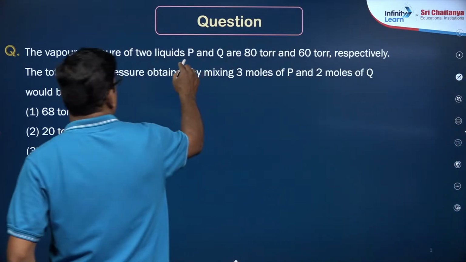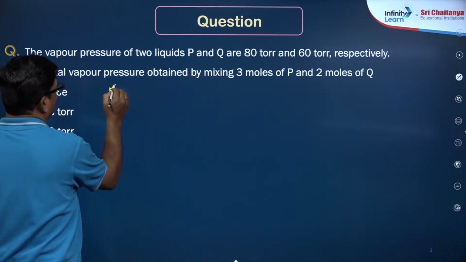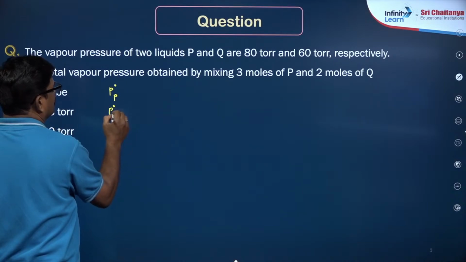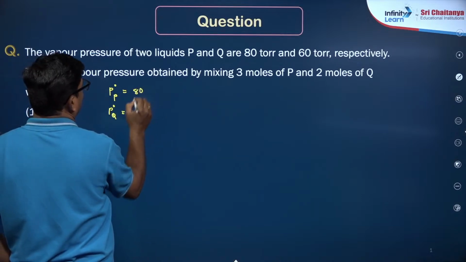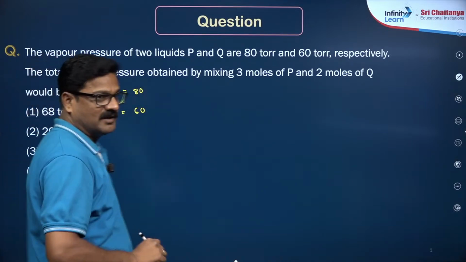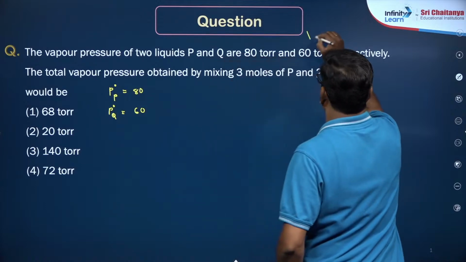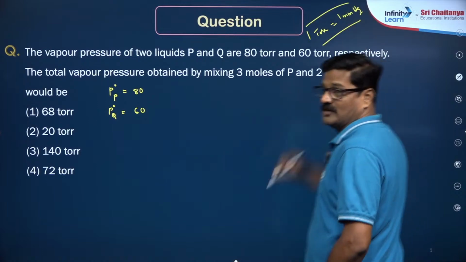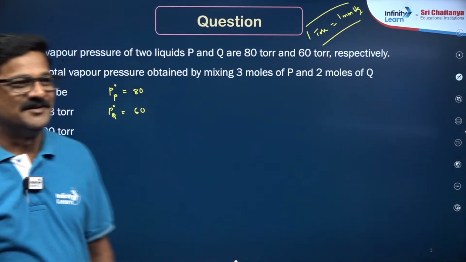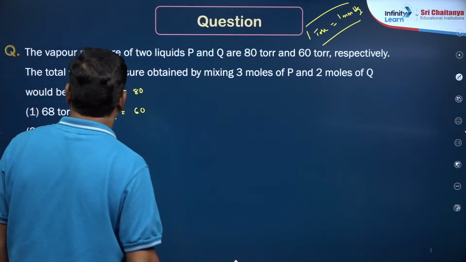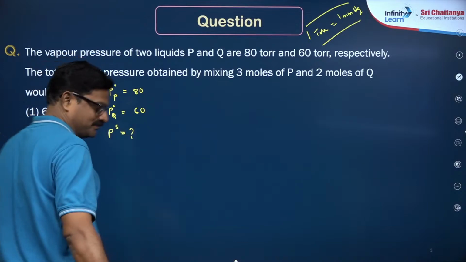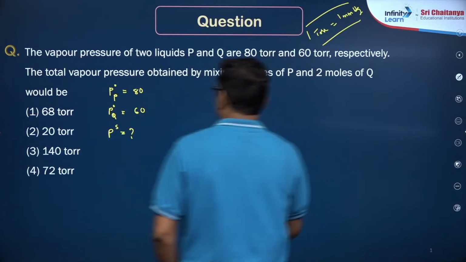The vapor pressures of two liquids P and Q, P naught P and P naught Q, are 80 and 60 torr respectively. Remember, 1 torr is equal to 1 mmHg. Now the total vapor pressure that is asked, PS, how much will it be? You can calculate it.